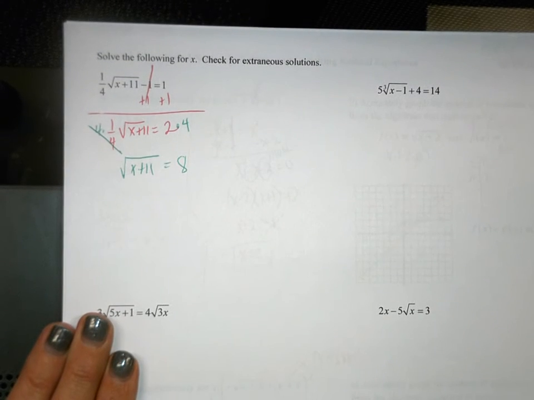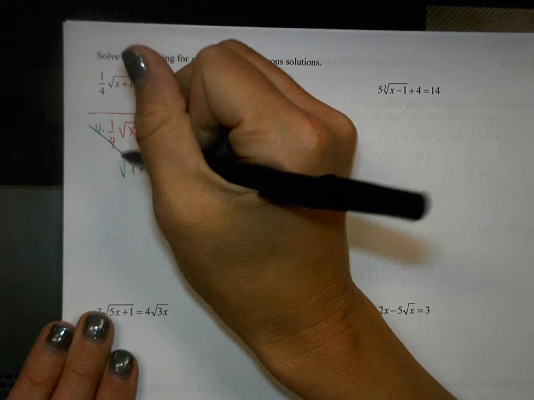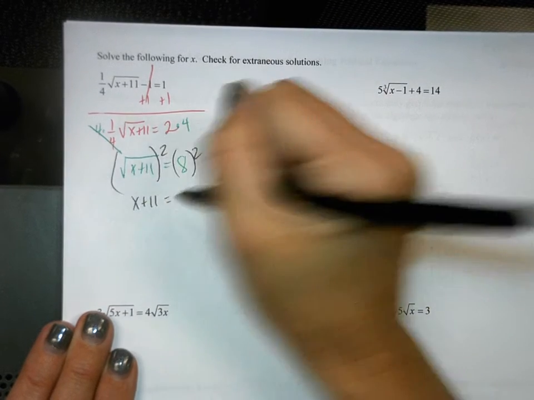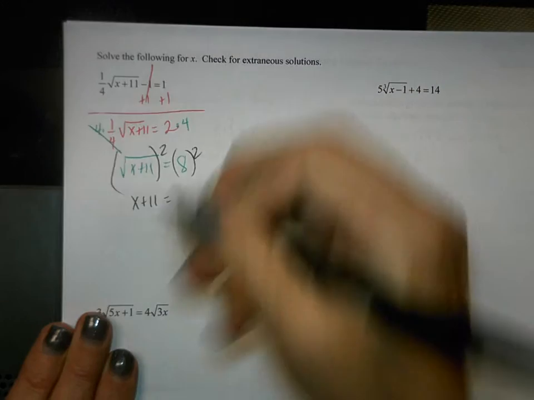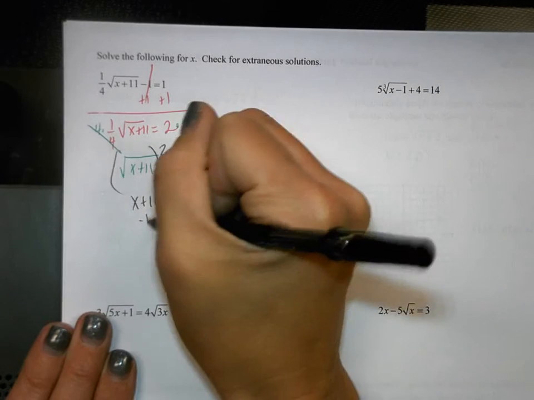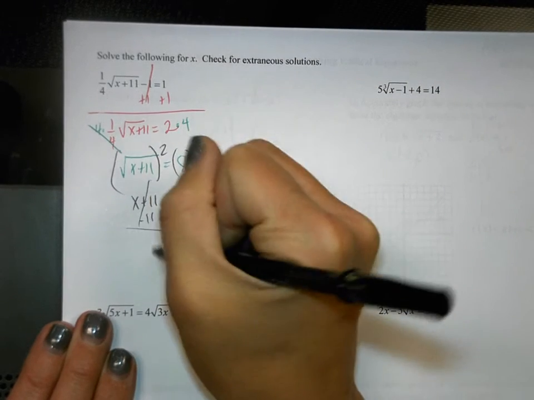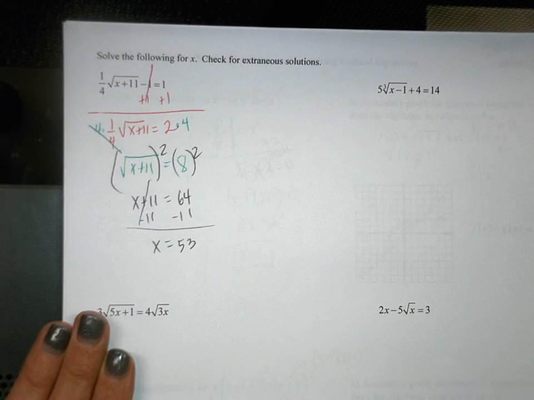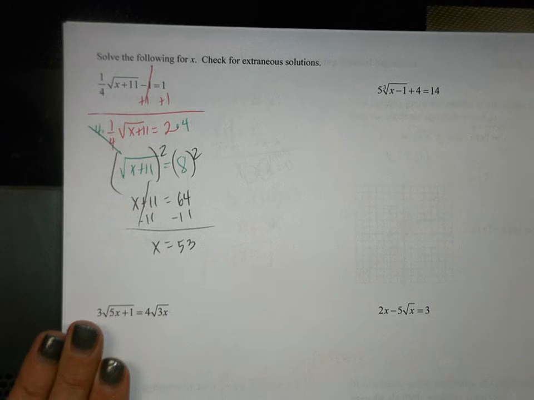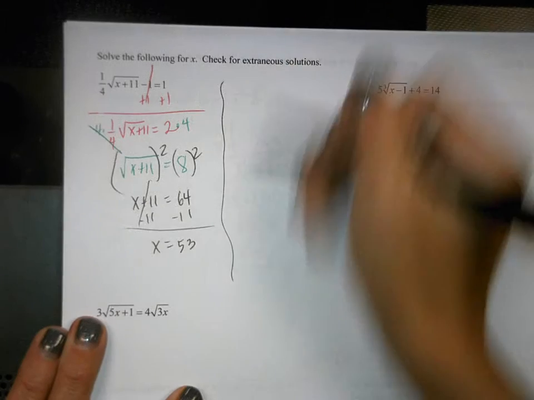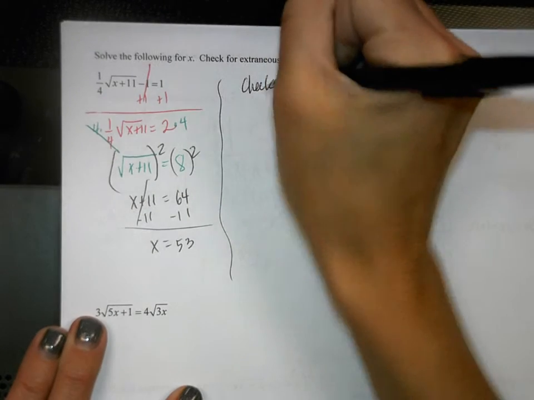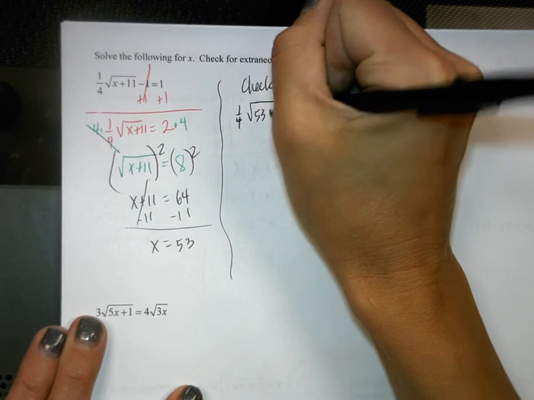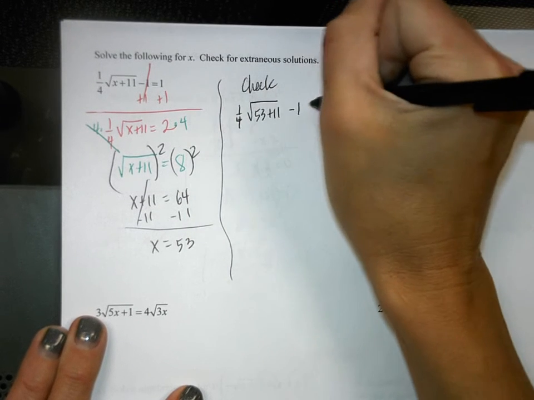Next, what will I do? Good. Square both sides. X plus 11 equals, and 8 squared is? 64. Good. And then we'll subtract 11 to both sides. And x equals? Good. And then we can plug it back in to check our answer. So that means I'd have 1/4 root 53 plus 11 minus 1 equals 1.